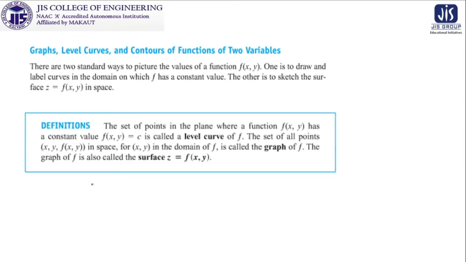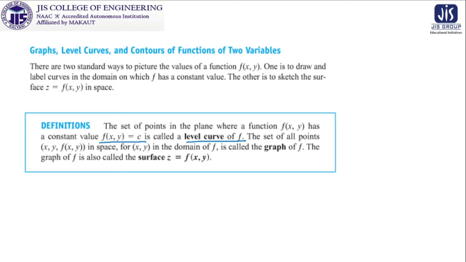So look at this. Please understand the definition because you will need it in the subsequent slides. The set of points in the plane where a function f(x,y) has a constant value means we need only those points where f(x,y) is equal to c. Now that c can vary. If c is 1, then it will be a level curve. If c is 2, then it will be another level curve. If c is 1.5, it will be another level curve. But the level curve of f will be for a fixed value of f.